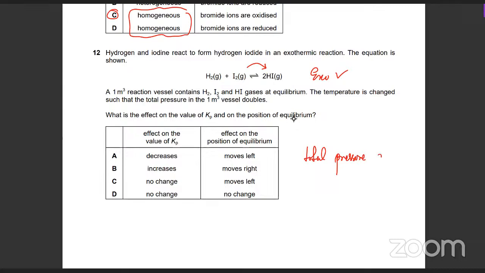Sir, if the temperature is higher, only then will the pressure increase, right? Why? The temperature is changed. Increased, sir, I think. I think temperature increased because it says that it causes the pressure to increase.